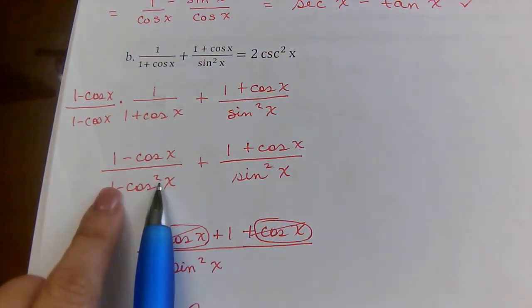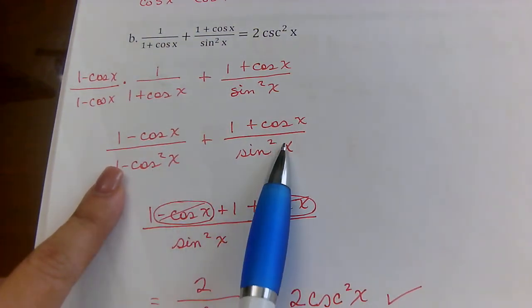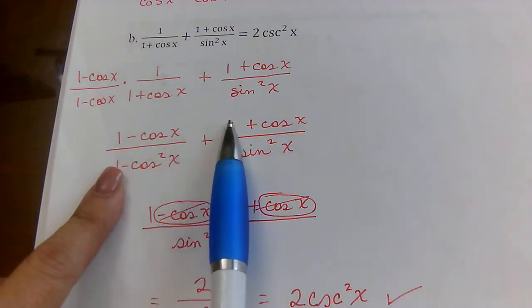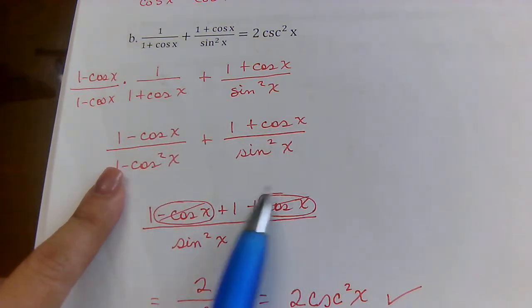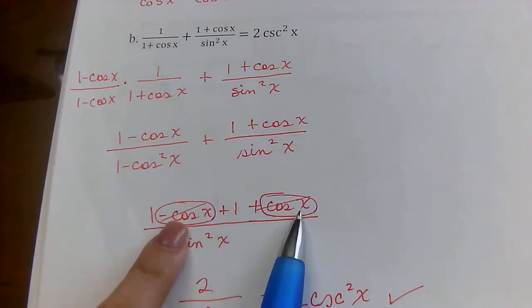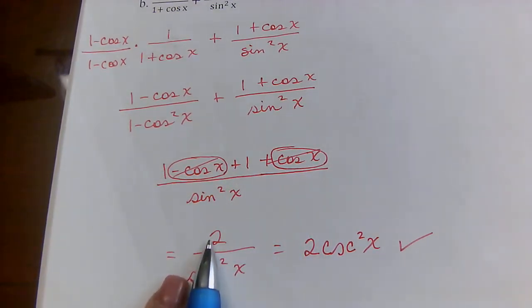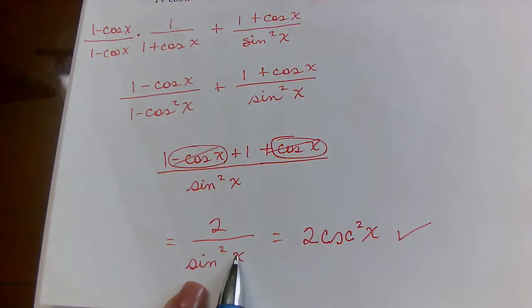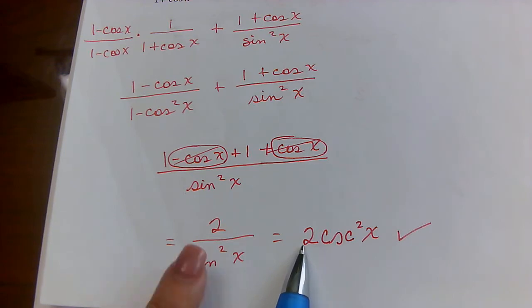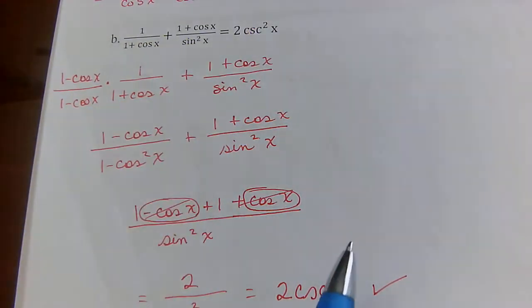Now, when I convert this using the Pythagorean identity, I get the common denominator of sine squared. So notice that the numerator does not change. I just rewrite it, and I changed everything over sine squared. Negative cosine and positive cosine cancel out, leaving me with just 1 plus 1, which is 2, over sine squared. 1 over sine squared is the same thing as cosecant squared. So our answer is going to be 2 cosecant squared x, and as you can see, it matches the other side.